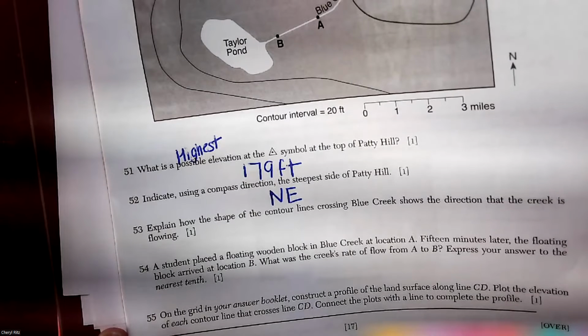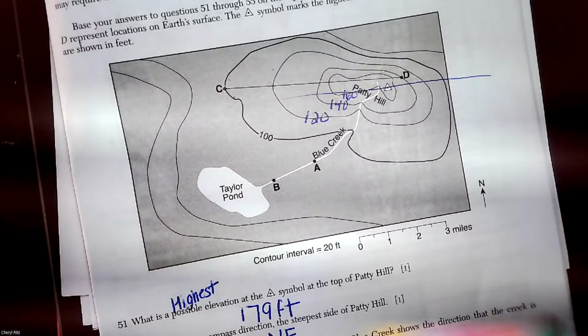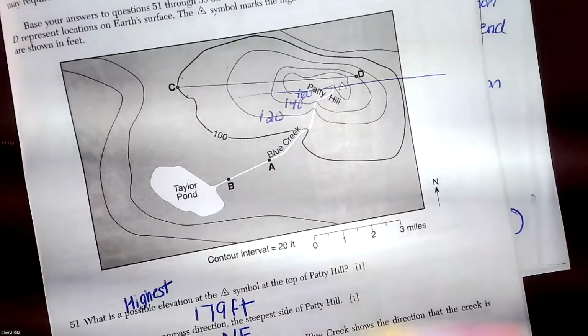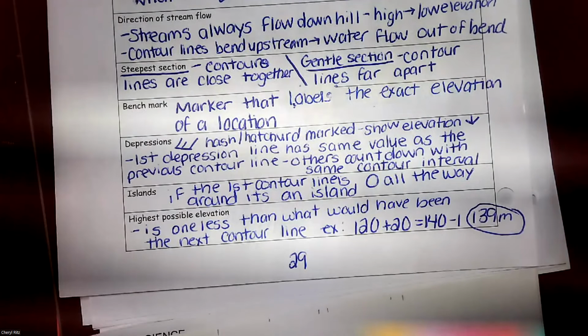Explain how the shape of the contour lines crossing Blue Creek show the direction that the creek is flowing. So this is what we talked about yesterday. Here's Blue Creek. Flip back in your notes to figure out how we look at the contour lines. So notice it didn't say which way is Blue Creek flowing. It says, how do the lines, what about the lines tell us which way it's flowing? Destiny, what did you find in your notes about which way the creek is flowing? Or the river, what do we call it?